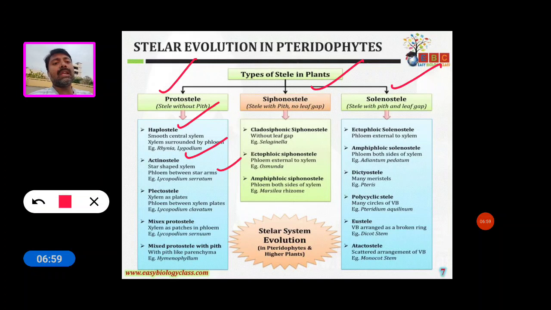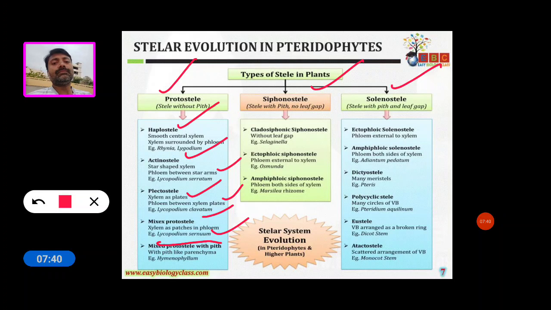Next, plectostele. Plectostele means the xylem is in plates, and the phloem lies between the xylem plates. This type of stele we can see in the stem of Lycopodium clavatum. The next, mixed protostele, means xylem patches in phloem. We see this type of stele in the Lycopodium cernuum plant.